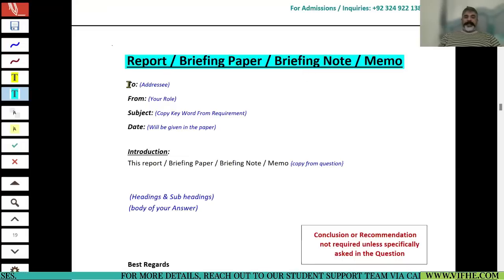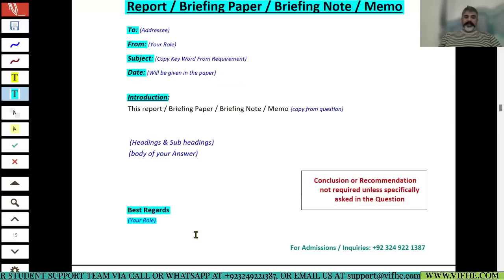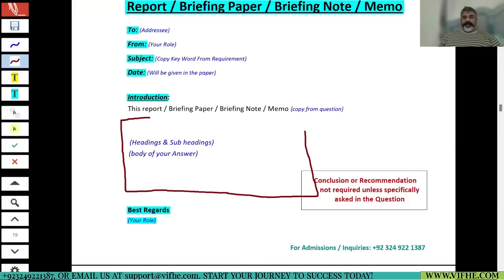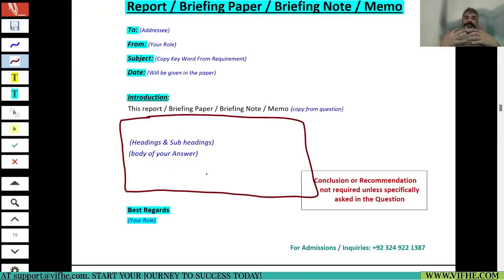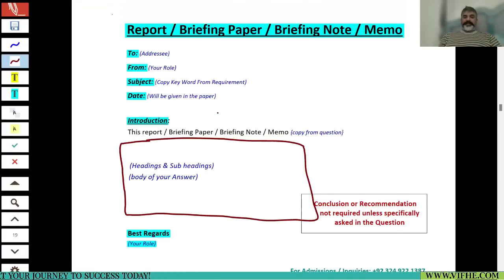Okay, very simple: to, from, subject, date, and then introduction, and last closure. Okay, and then this is the format, and in between the format, your main answer will be here. Actual requirement, the actual answer will be sandwiched here. But before that, the format template needs to be completed. Okay.